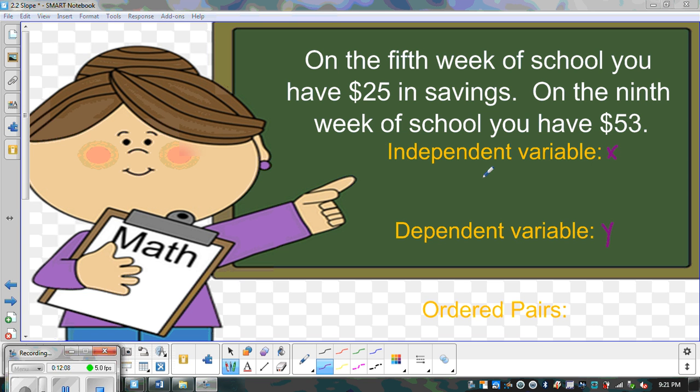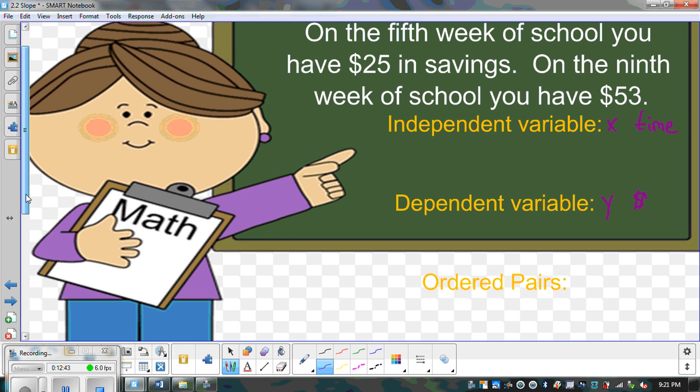So now you want to ask yourself which value depends on the other. Does the time depend on the amount of money we have, or does the amount of money we have depend on how much time has gone by? The amount of money we have depends on the time that has gone by. So that means our independent variable is time. Time goes on no matter what, but the amount of money we have depends on how much time has gone by.